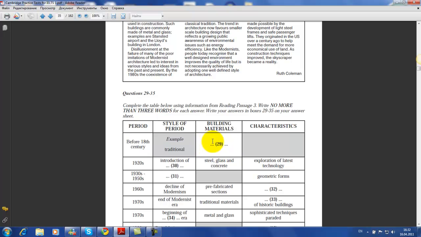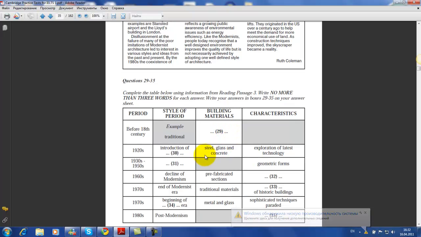But please remember, we are not writing the answer here. We have to write the answer on the answer sheet straight away. So go on. Next question is number 30. Introduction of, and we have to look for the style of period. The period begins in 1920s. So 1920s can be the keyword for us.